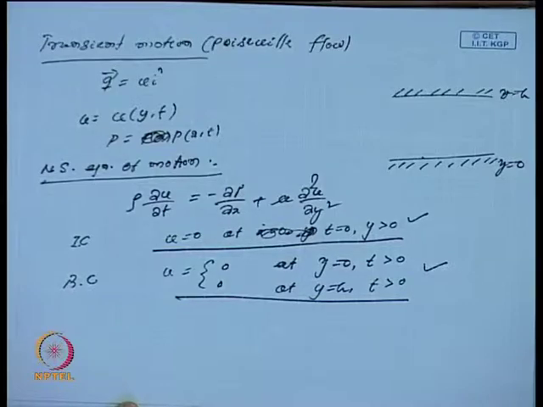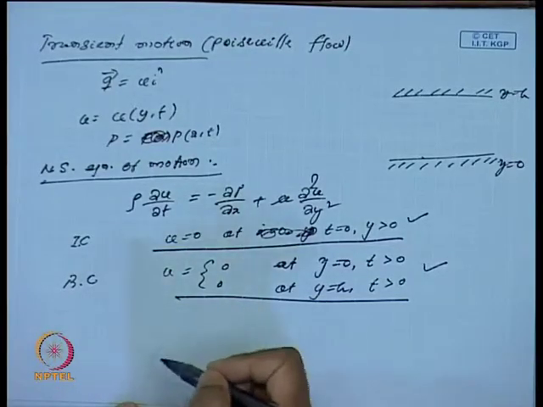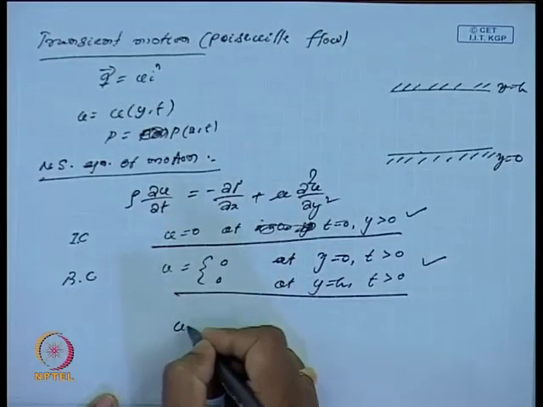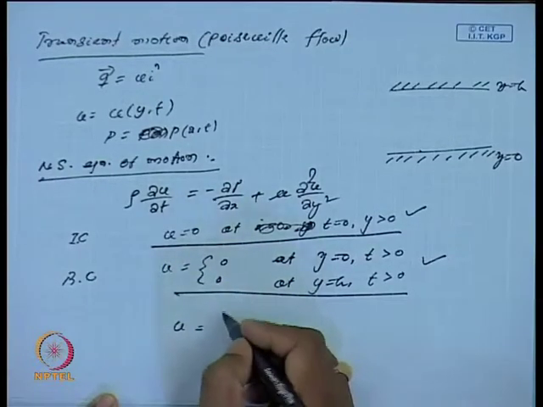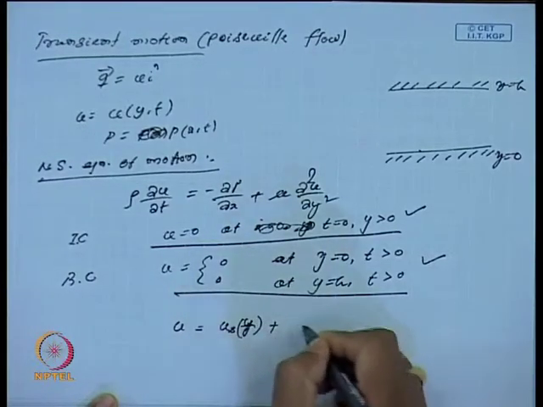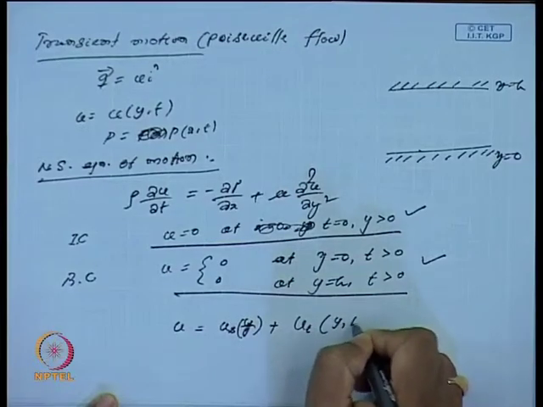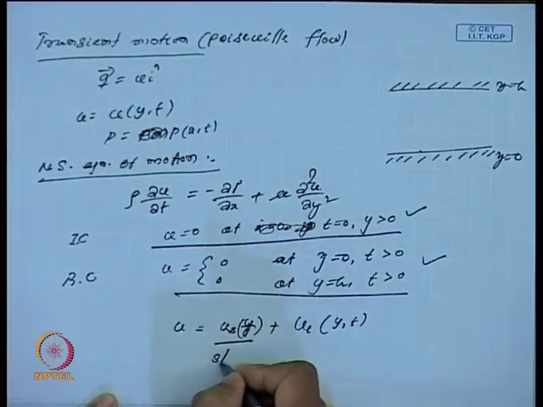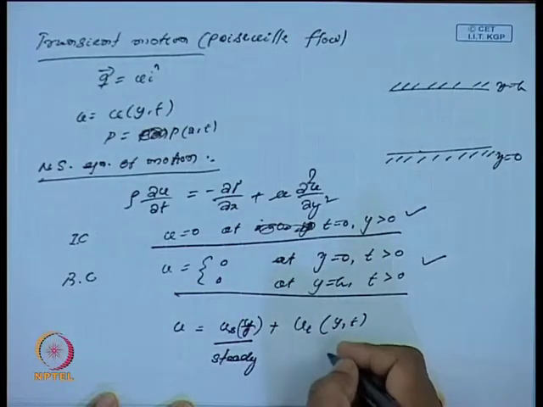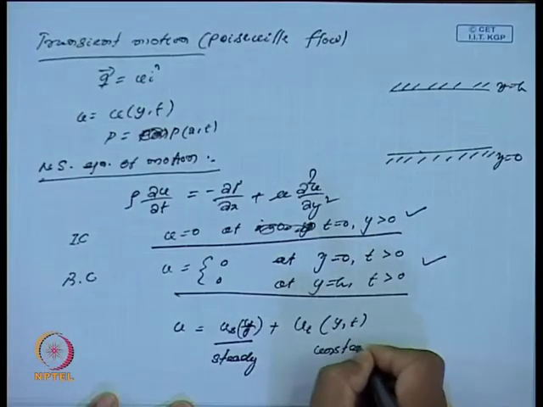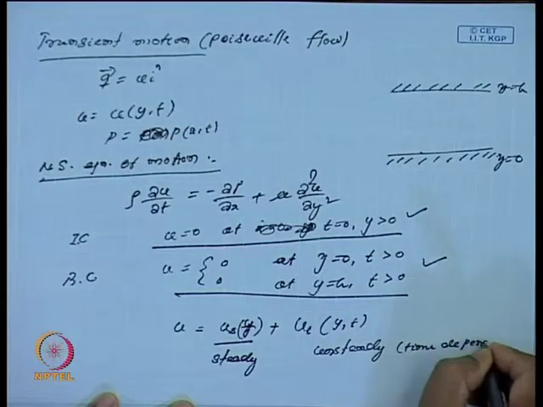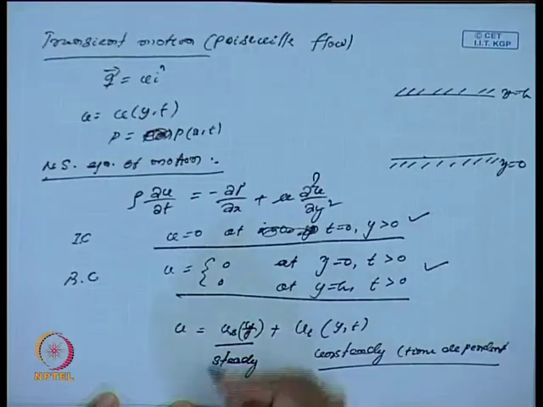So, now we will look into the type of solution it has. Like earlier, my total velocity u will be u s plus u t, where u s is a function of y and u t is a function of y and t. That means this is the steady motion and this is the unsteady motion, the time dependent part.